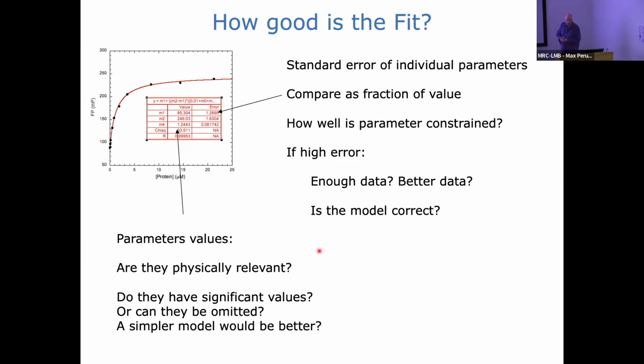The big question is, are these physically relevant? Do they have significant values, or can you actually leave them out and have a simpler model? Would that actually be better?